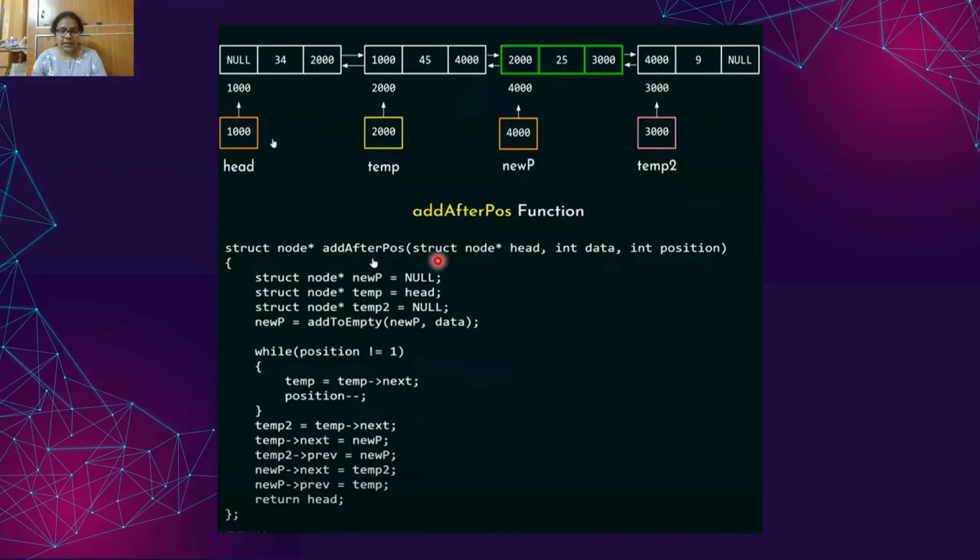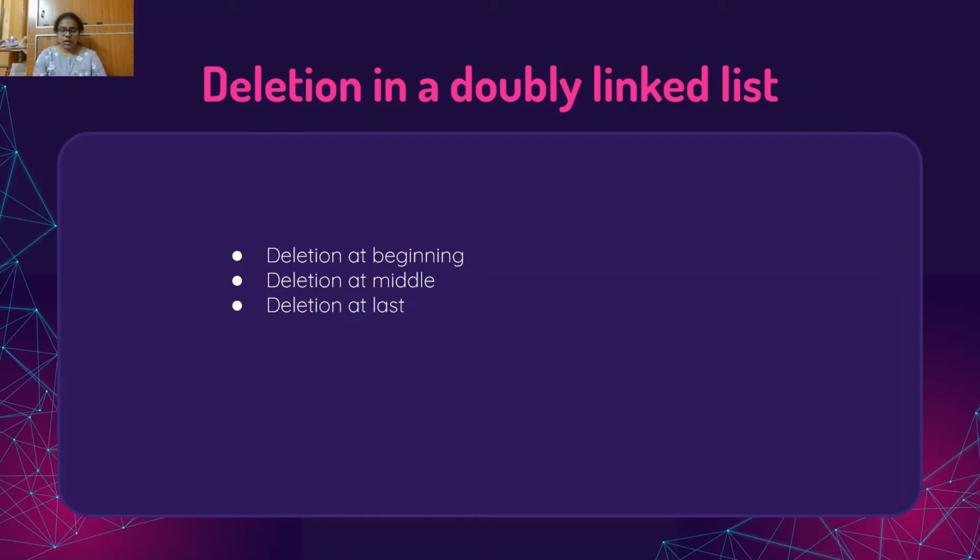So this pointer has head, data and position, and we have 3 pointers over here, and here we have add to empty function in order to create a new node, and here we have the while position which we already know. Now we saw the insertion, and let us see deletion in doubly linked list.